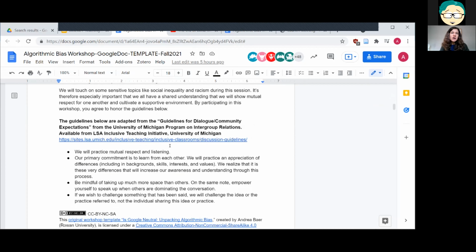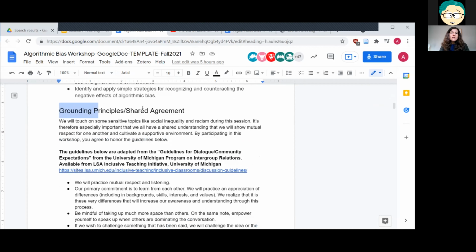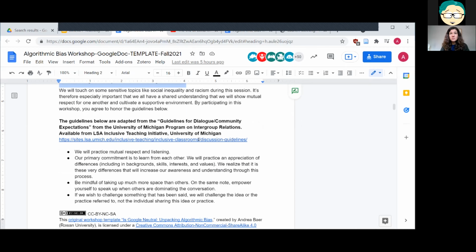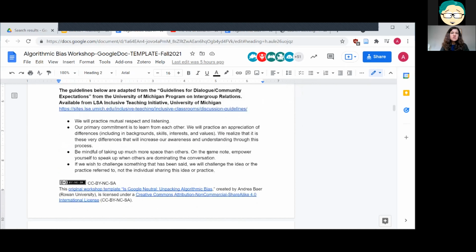I also share some grounding principles that just communicate how I'd like us to interact with each other, how we can respect one another. And I think that's particularly useful when you're doing a one-off workshop like this, and also when you're dealing with an issue that may be sensitive for people. Some people may be more adversely affected by algorithmic bias than others. So I won't read through all of these right now, but feel free to come back to those.